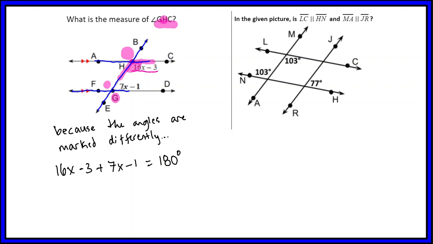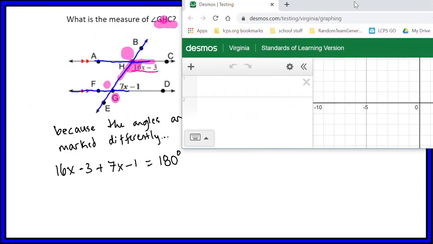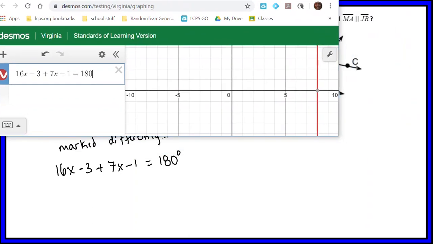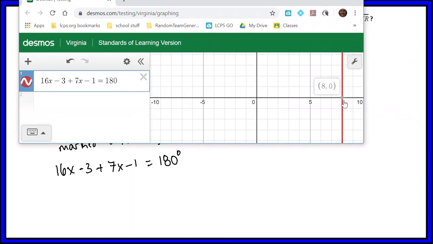Let's take a moment and see how Desmos can solve any algebra problem for me. So take a second on your paper, copy this down. 16x minus 3 plus 7x minus 1 equals 180 degrees. Because now I'm going to pull up Desmos. I'm going to make sure you're able to see it. So exactly how it looks, I'm going to type 16x minus 3 plus 7x minus 1 equals 180. So then looking at my graph, where I hit the x-axis is going to be my x value. So when 16x minus 3 plus 7x minus 1 equals 180, the x value is 8.